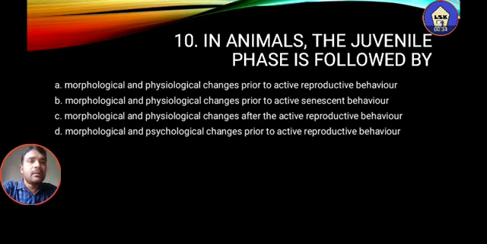The question is, in animals the juvenile phase is followed by reproductive phase. So there should be change in the reproductive behavior. Morphological and physiological changes prior to active reproductive behavior. Option A itself is the right answer to question number 10. After the juvenile phase, there will be some morphological as well as physiological changes, and that occurs after the juvenile phase but prior to active reproductive behavior.